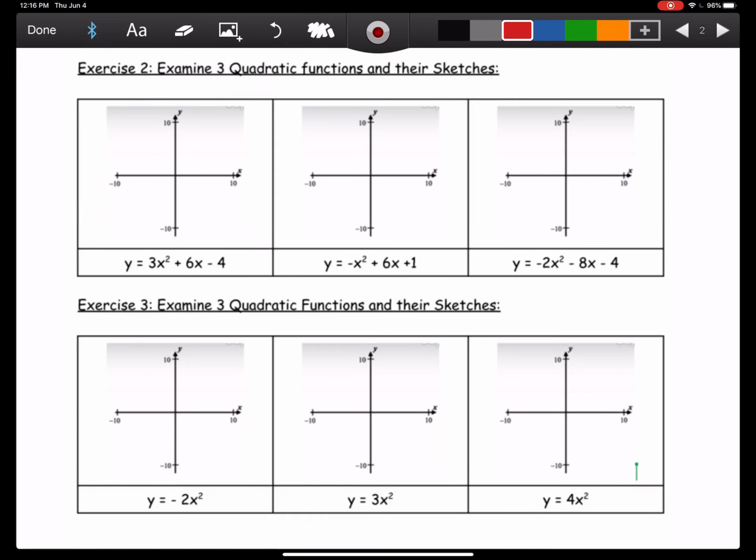All right. On this page, we're sketching here, okay? These are not going to be exact. They're just going to be sketches. But the point of this exercise, exercise 2, is that we need to see how the leading coefficient affects our parabolas.